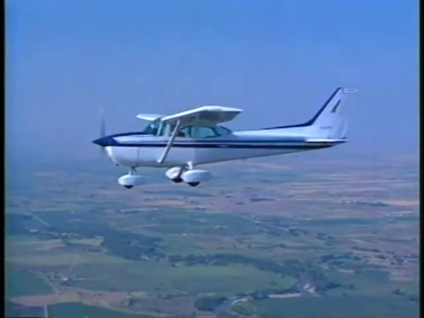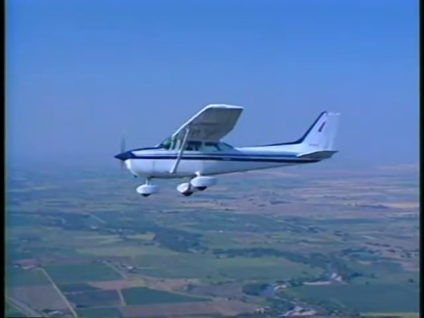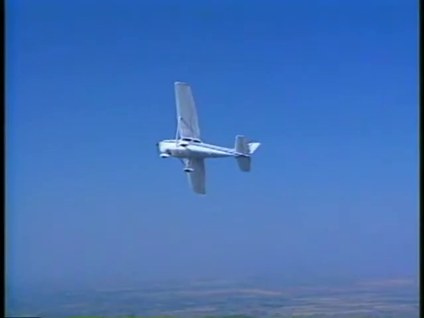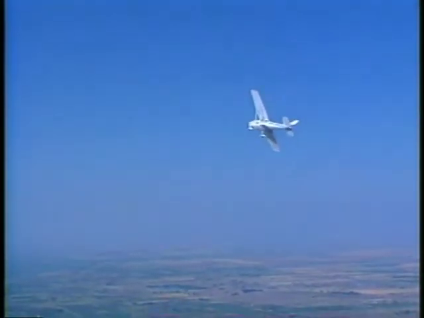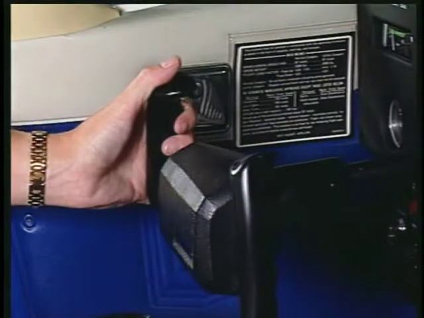During a turn, the outside wing travels faster than the inside wing and creates more lift, which may cause the airplane to continue rolling beyond the desired bank angle. You can correct this overbanking tendency by applying a small amount of aileron in the opposite direction of the turn.